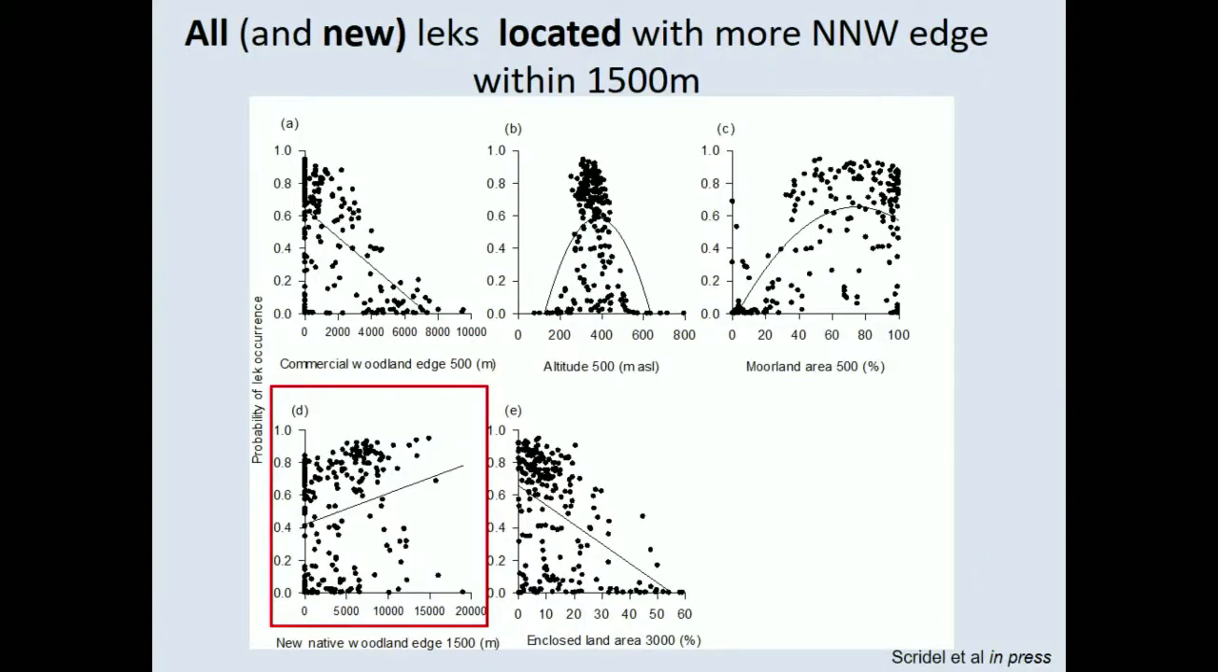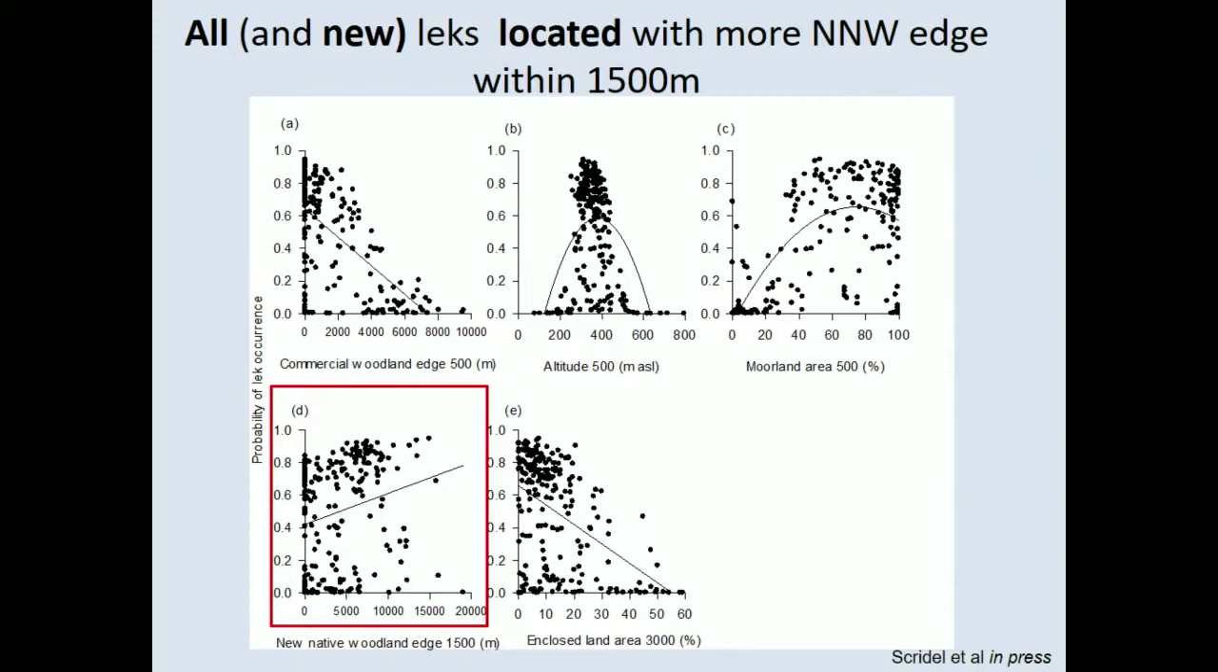Okay, so on to the results. And these are the results of multivariate analyses. So for some of these tests, there's a range of explanatory variables that were significant. However, for today, I'm just going to focus on those results which relate to new native woodland. But if there's time afterwards, I'm happy to discuss any of the other results.